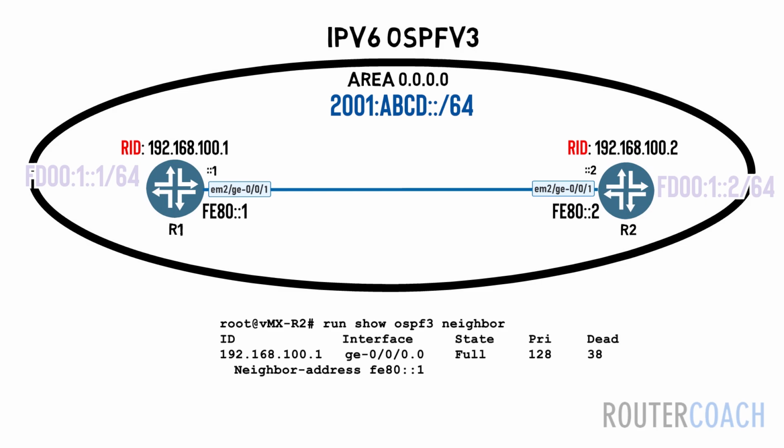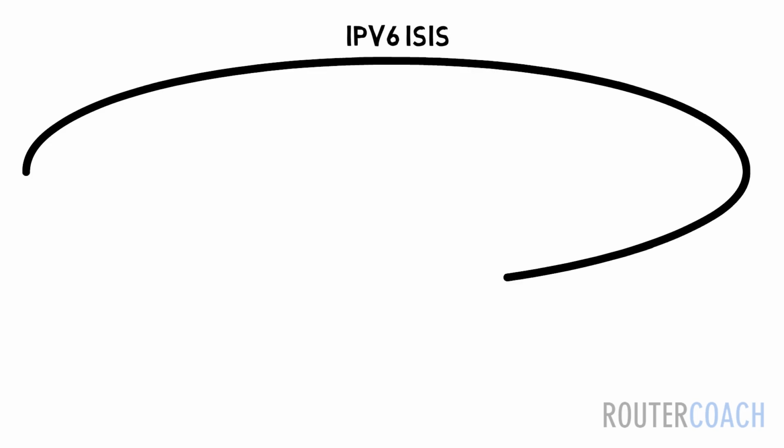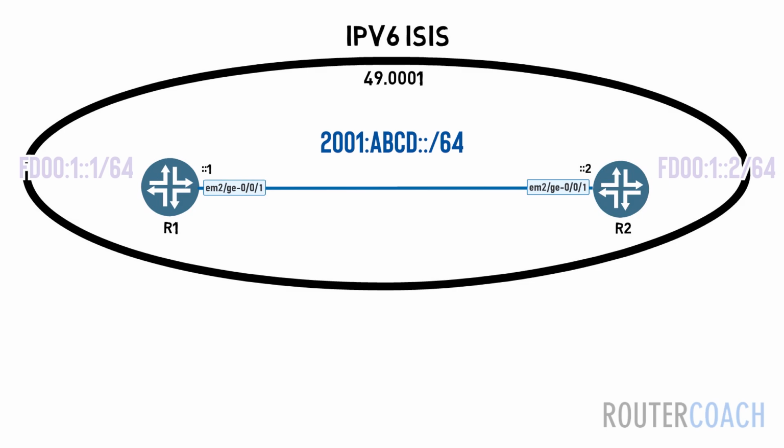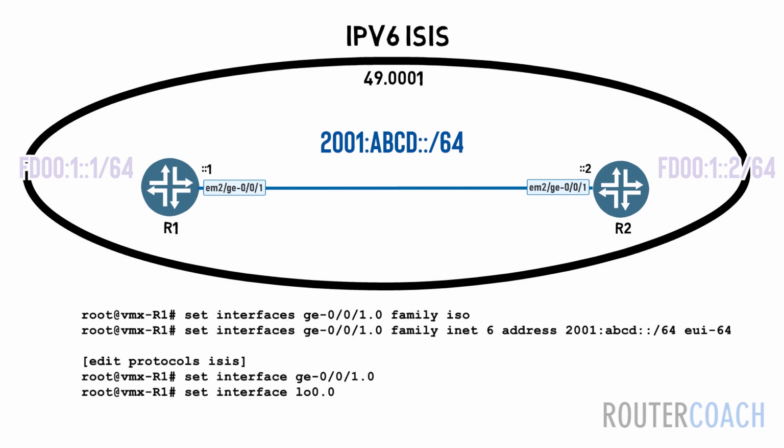Note that the neighbor address is displayed as the IP version 6 link local address. IS-IS. IP version 6 is enabled by default with IS-IS, so there's no need to invent a brand new protocol as they did with OSPF. The only explicit configuration needed in IS-IS with regard to IP version 6 is if you want to disable it as follows. Otherwise, the rest of the configuration is pretty straightforward.